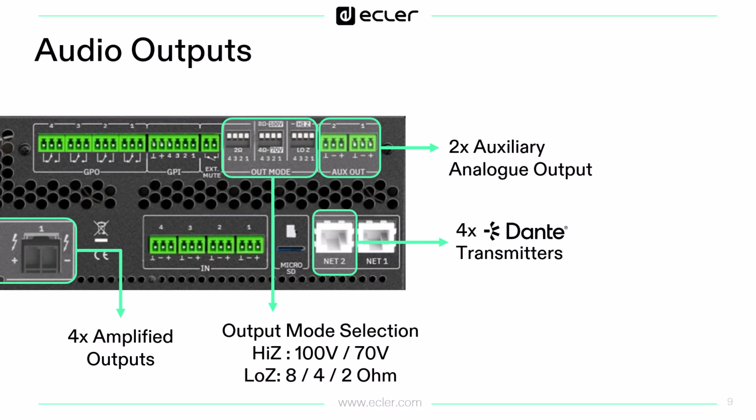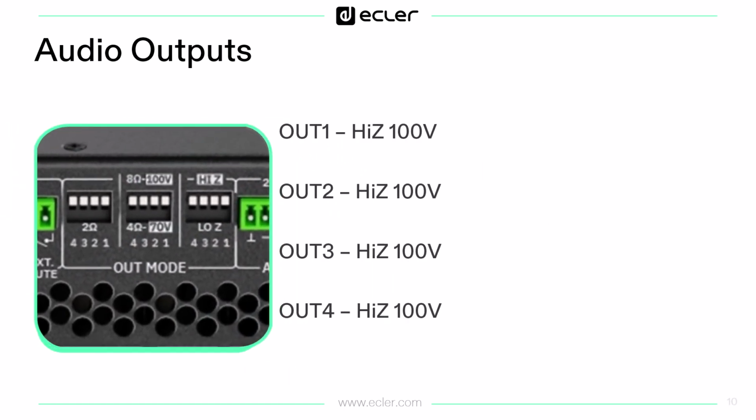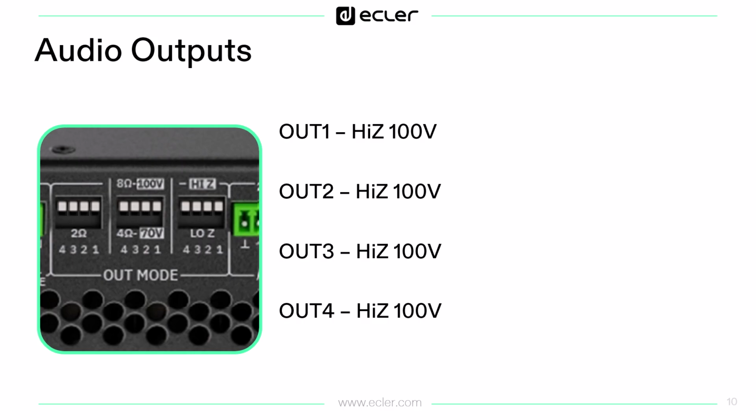This is one of the first things we will adjust before connecting the unit, to match what we are going to connect. For example, now everything is in high impedance mode, 100-volt line. Let's change output 2 to low impedance 8 ohm.